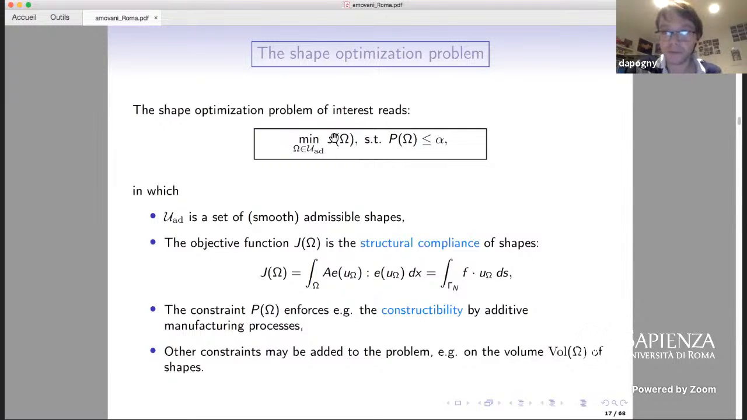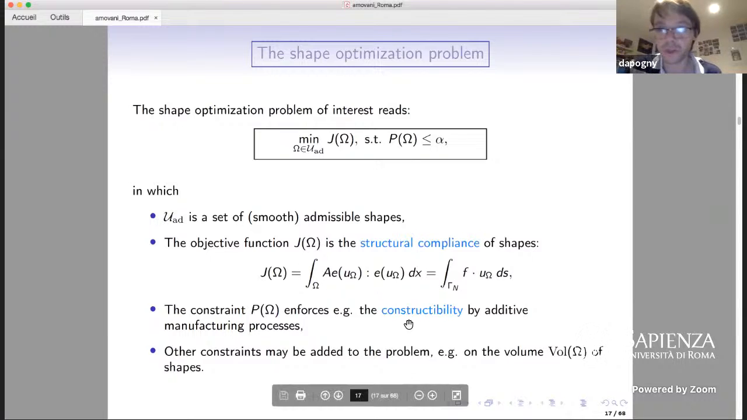As for the objective function, it will be the structural compliance of the shape in the use case, meaning once the shape has been manufactured, and which reads like this. This is just for illustrative purposes, but other types of objective functions for describing the final use of the shape could be used equally well. It wouldn't change a thing to the purpose of the present presentation. And so we wish to model the constraints P of Omega, which enforce the constructibility of shapes by additive manufacturing techniques.